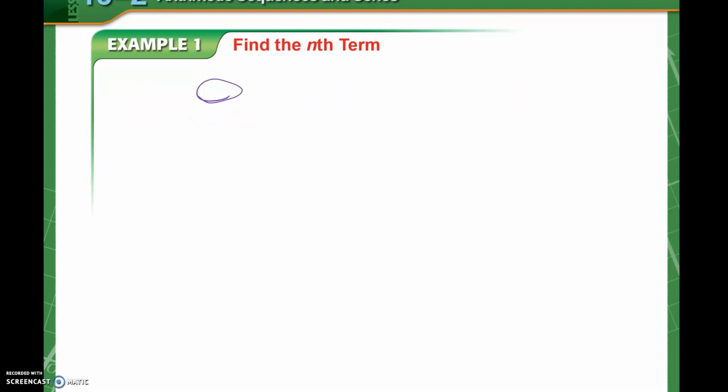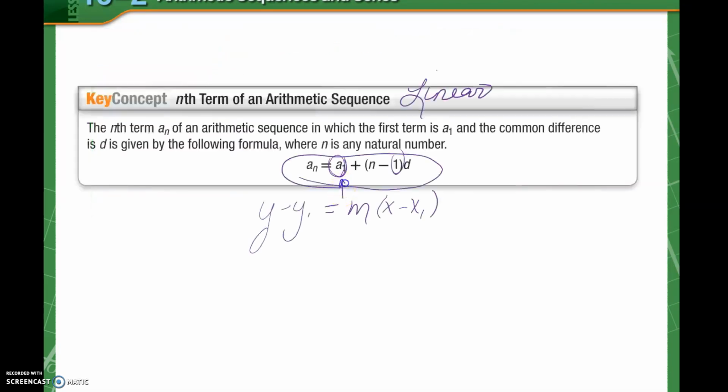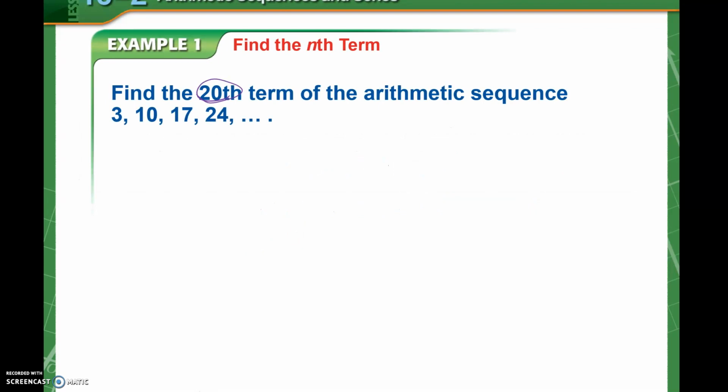I want to talk about a few things I did not talk about. A1 is your first term. N is your term number. So if I'm looking for the 20th term, 50th term, that would be there. And D is your common difference, that rate. And AN is what the term is. Remember, X is your term number, Y is your term, if you're looking at it on a coordinate plane. So here I'm finding the 20th term. So I want to find A20.